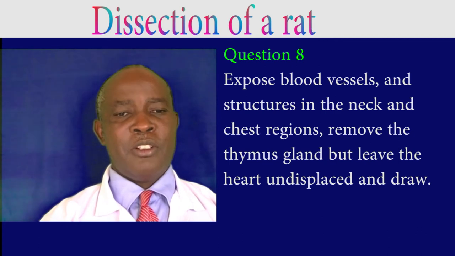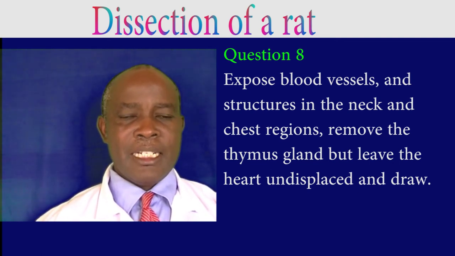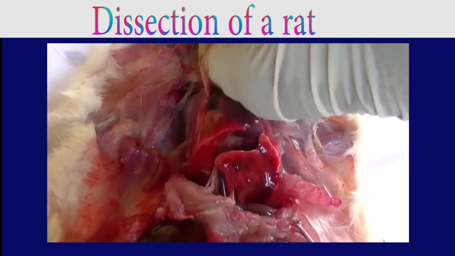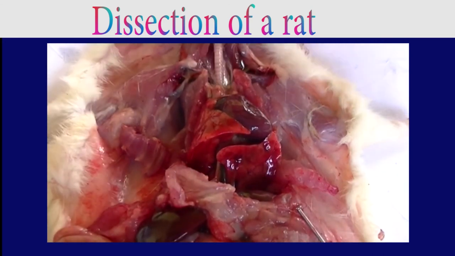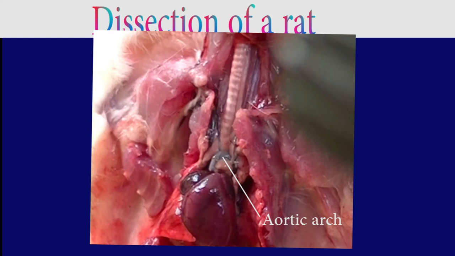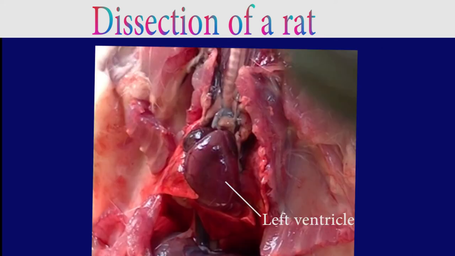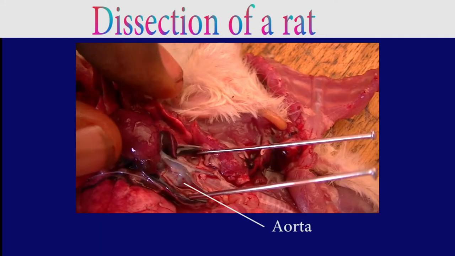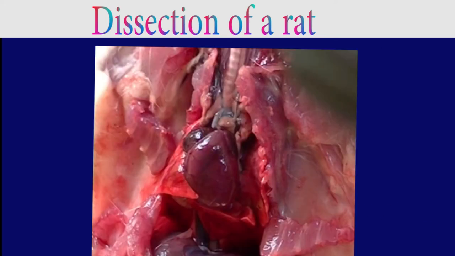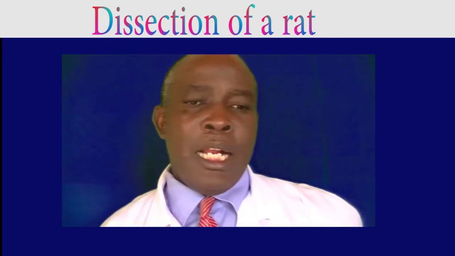Question 8. Expose blood vessels and structures in the neck and chest region. Remove the thymus gland but leave the heart undisturbed and draw. The structures include trachea, left anterior vena cava, aortic arch, pulmonary artery, left ventricle, left lung, aorta, posterior vena cava, right anterior vena cava, right atrium, lobes of right lung. Let us draw and label.